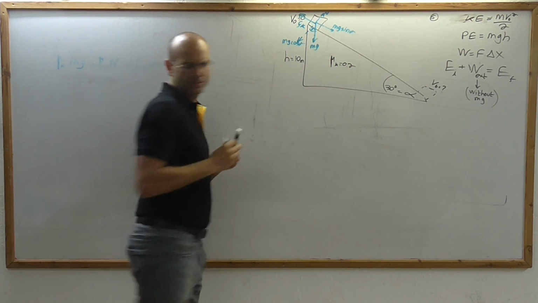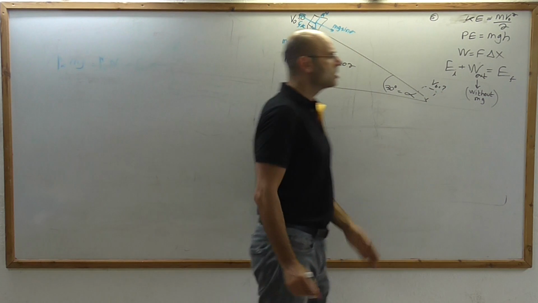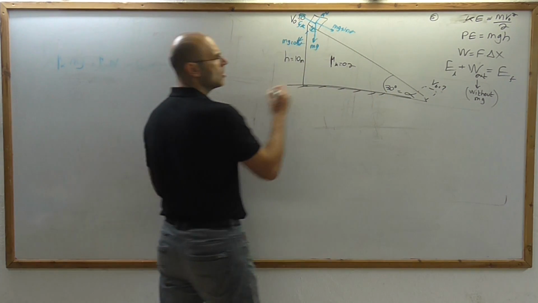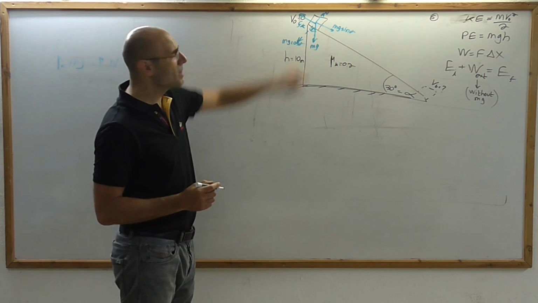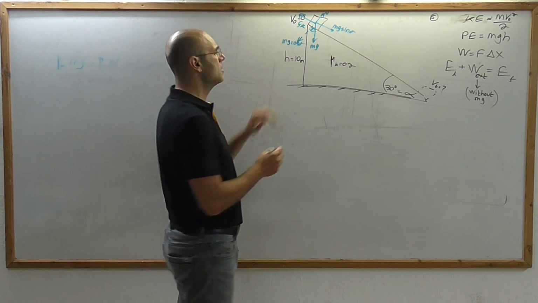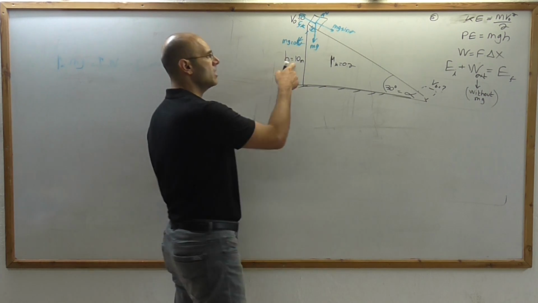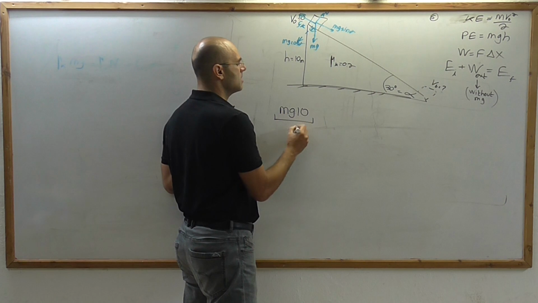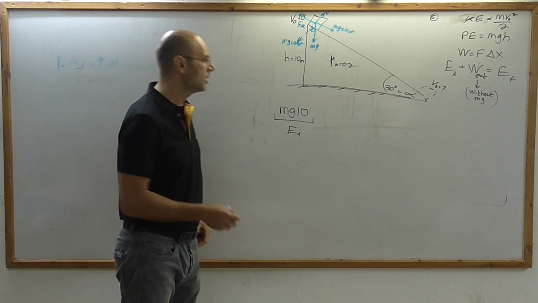Okay. I want to solve it with energy. So how do I approach it? First of all, let's say this is our reference for the height. When this mass is at the beginning, it has no kinetic energy because there's no velocity, so zero kinetic energy, but it has height. How much height? 10 meters. So mg multiplied by 10 is the initial energy of this mass.